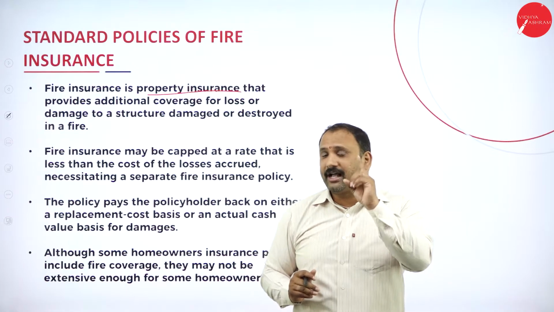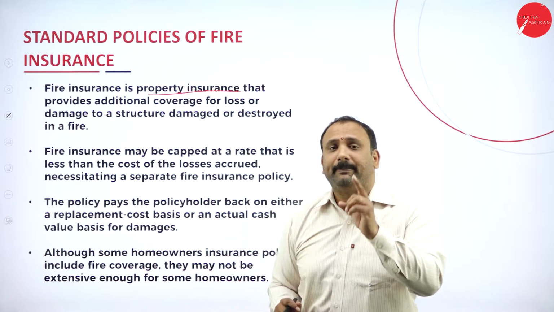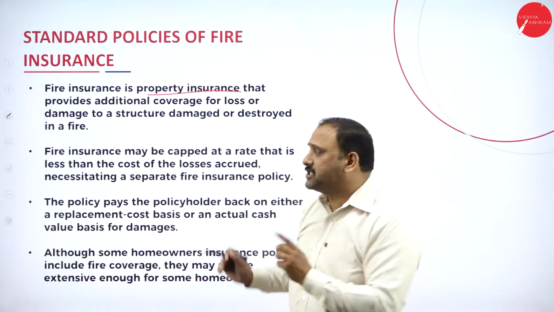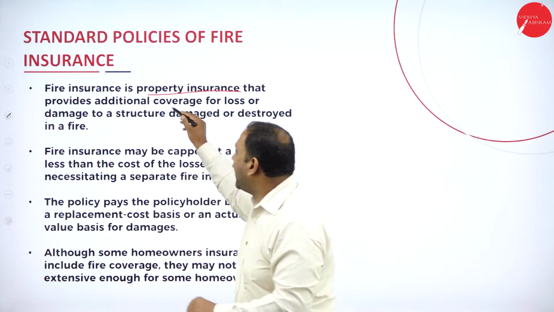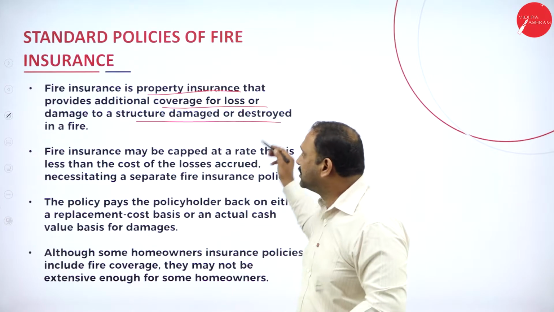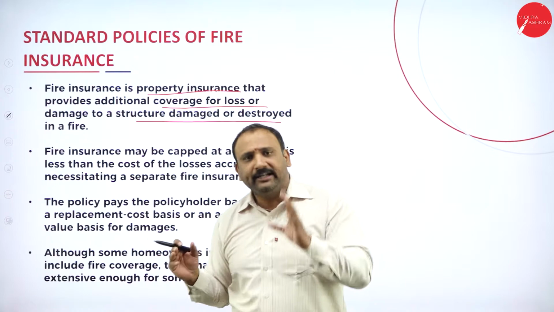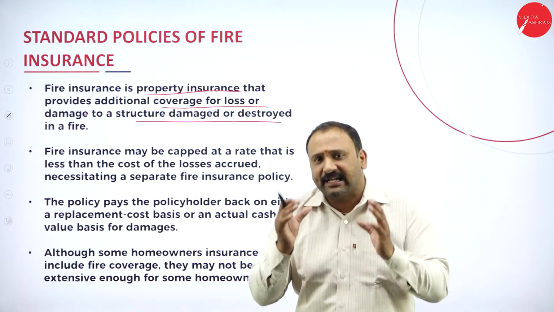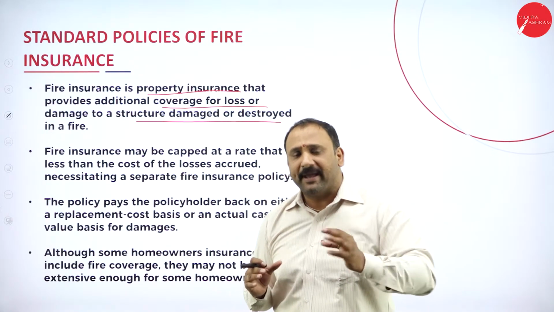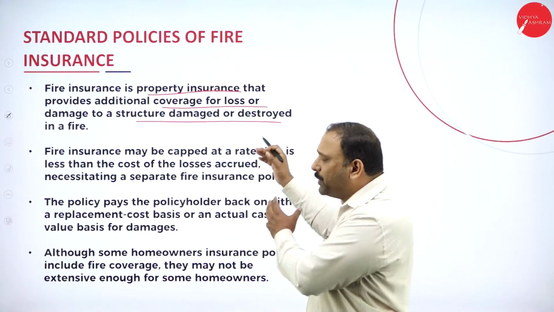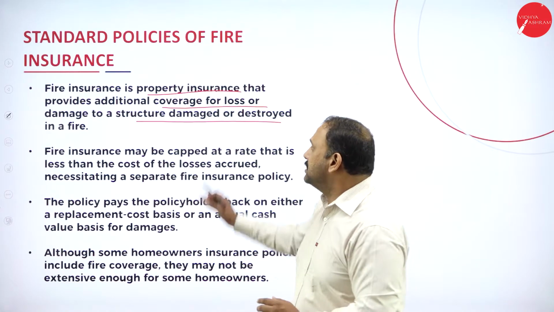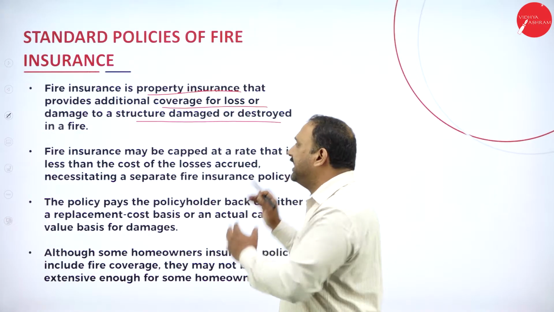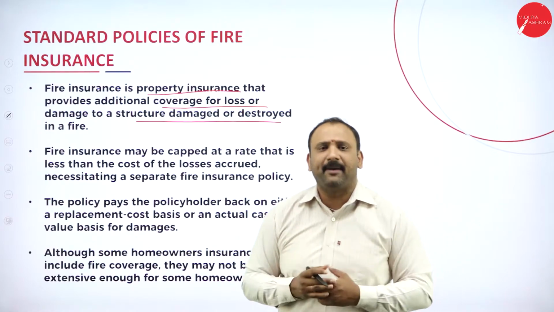Now, fire insurance is not about life, which means you will not be able to claim fire insurance in case of a person who dies out of fire. This is only for property, which provides additional coverage for loss and damage to a structure which is damaged or destroyed by fire. So if a building, plant or machinery or any property or asset gets damaged because of a fire breakout, then based on the assessment, based on the value, you will get protection from the insurance company. Fire insurance is going to back you up in the case of any loss that happens in terms of the fire breakout or any damage or outbreak.